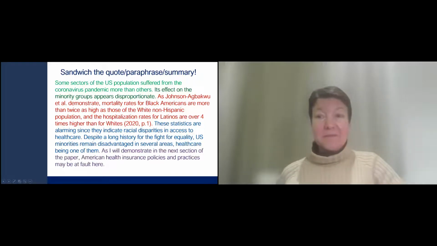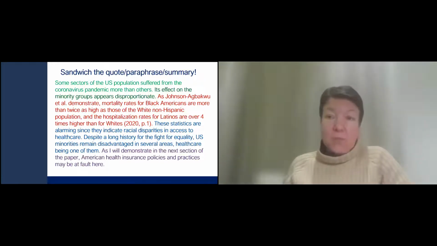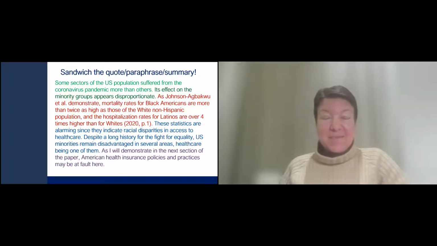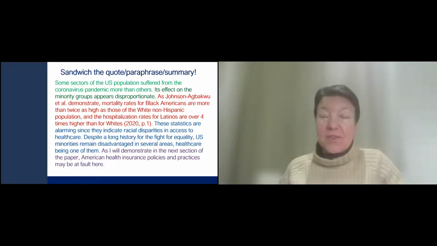So after that, I'm promising I will demonstrate in the next part of the paper that something, something, something. Is there a label for that sentence? What would we call the sentence if we're disassembling this paragraph?